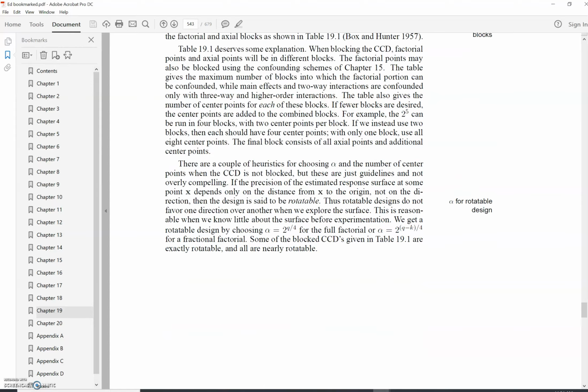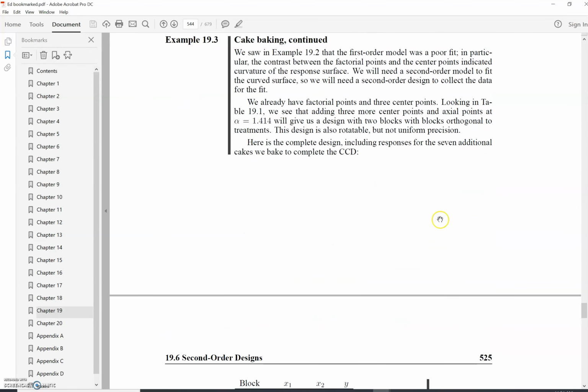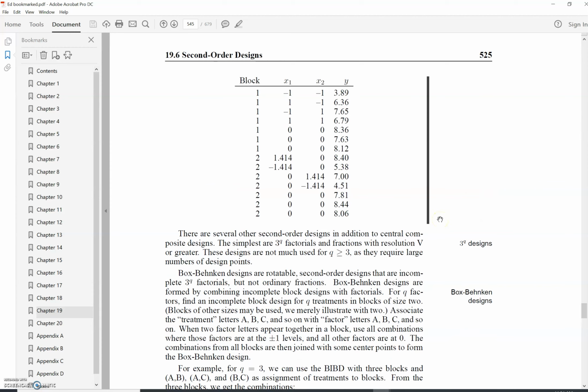I'm kind of skipping through a lot of detail here just so we can move on. But take a look that we have the 2 blocks as defined by that CCD design, and our axial points here in block 2 are defined by those axial values here. And we still have our number of repeated center points as 3 within each block. So you can see that we have expanded this design so that now we have 7 within each block, so there are 14 observations now.